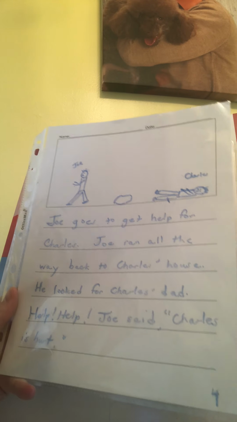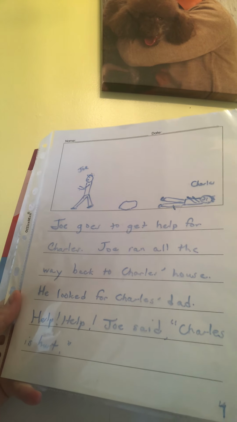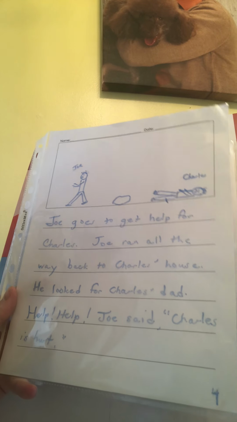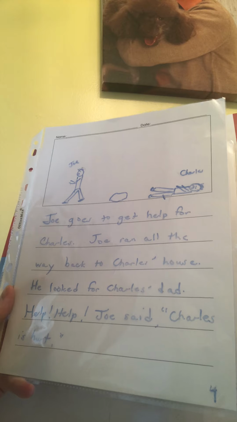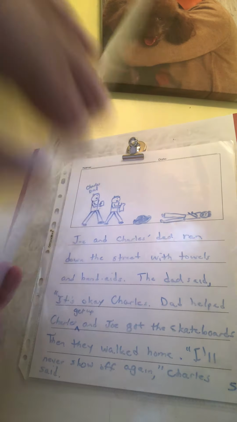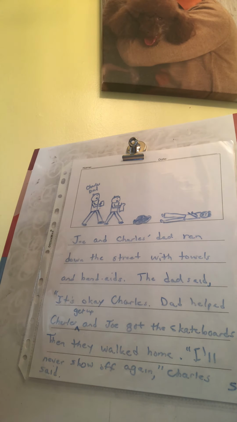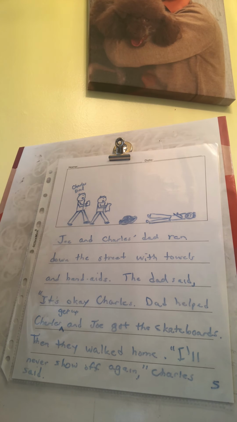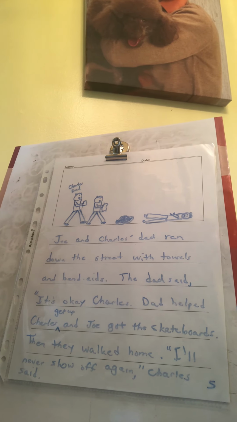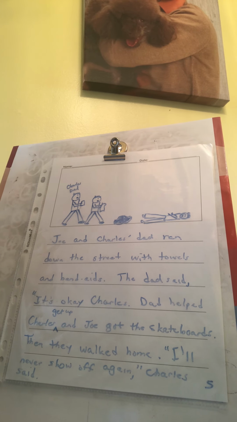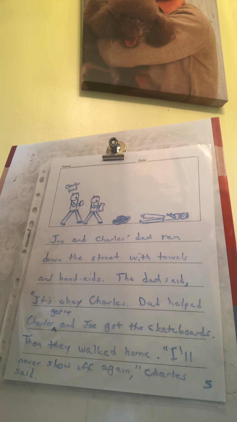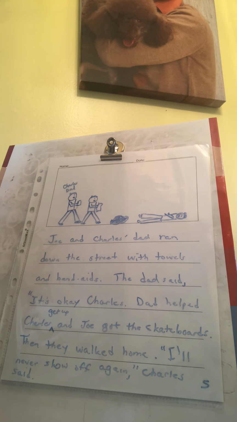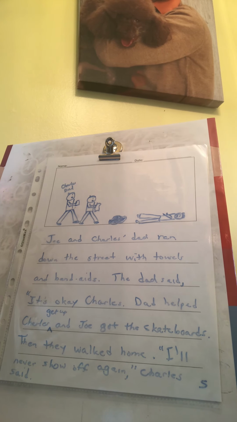Joe goes to get help for Charles. Joe ran all the way back to Charles's house. He looked for Charles's dad. "Help! Help!" Joe said. "Charles is hurt." Joe and Charles's dad ran down the street with towels and Band-Aids. The dad said, "It's okay, Charles." Dad helped Charles get up, and Joe got the skateboards, and then they walked home. "I'll never show off again," Charles said.